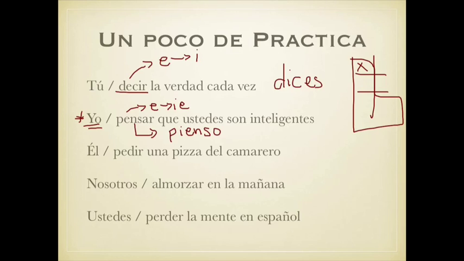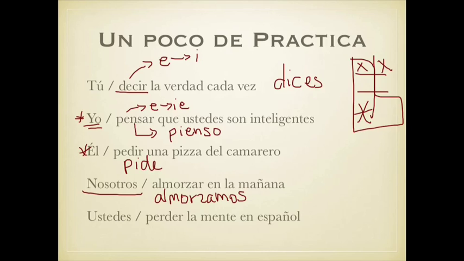Now let's take a look at él. Él pedir una pizza del camarero. Now we know that one falls within the boot. It's the third person singular. So it becomes pide una pizza del camarero. Nosotros almorzar en la mañana. Nosotros does not fall within the boot. So therefore it becomes almorzamos. It's just a regular verb conjugation.